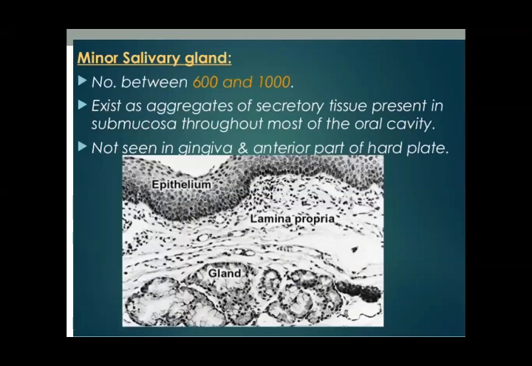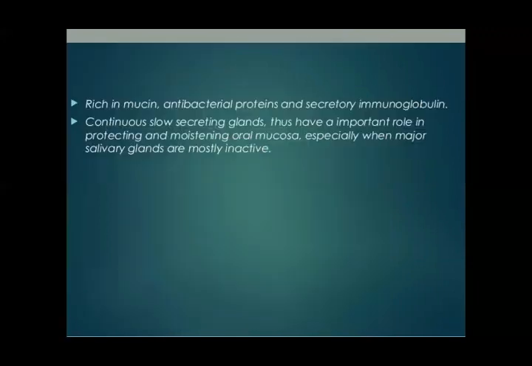Minor salivary glands number between 600 and 1000. They are aggregates of secretory tissue present in the submucosa throughout most of the oral cavity, not seen in the gingiva and anterior part of the hard palate. They secrete mucin, antibacterial proteins and secretory immunoglobulins continuously. These slow secreting glands have an important role in protecting and moistening the oral mucosa, especially when major salivary glands are mostly inactive.